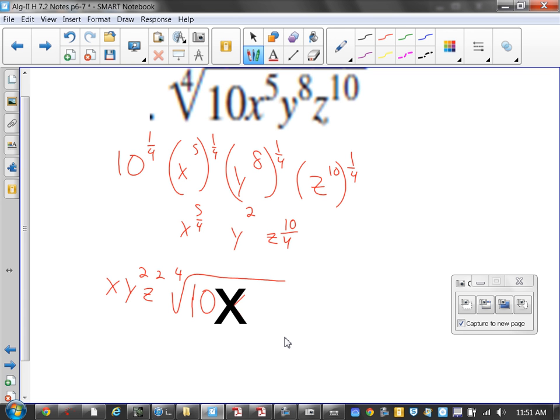For y, 4 goes into 8 2 times. So 2 come out, no left over.